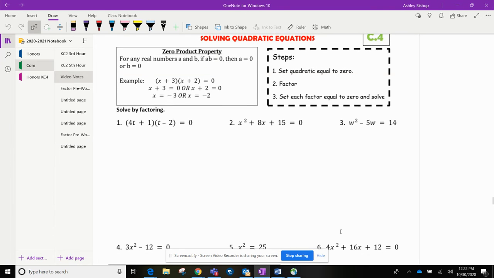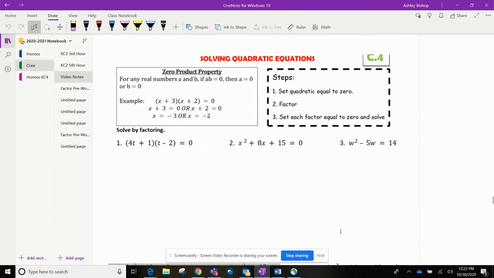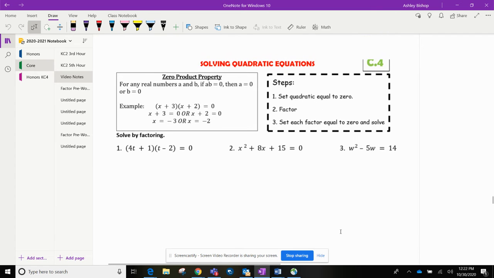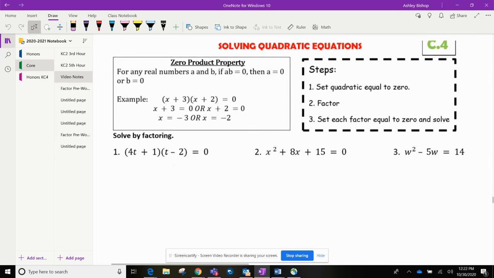Hi guys, I'm going to teach you guys the last thing you need to know for factoring. We are going to be on page 13 and we're going to be talking about finding the zeros. A lot of the steps are not new. We're just going to add a step to the end of the problem. For finding the zeros, we are going to make sure that we follow these steps in this box right here.